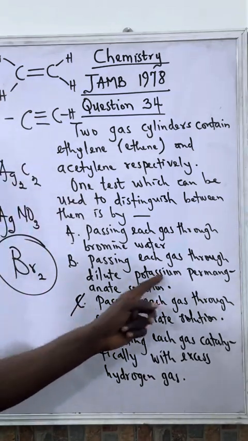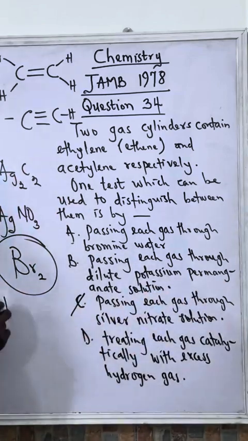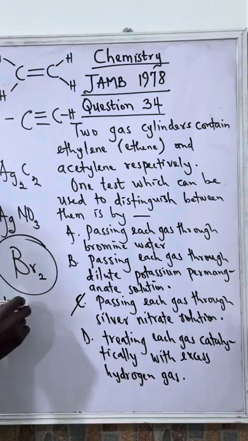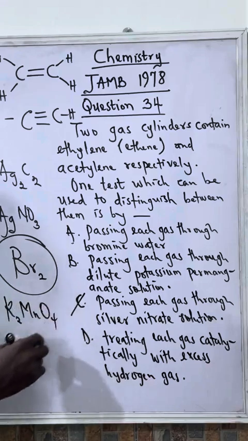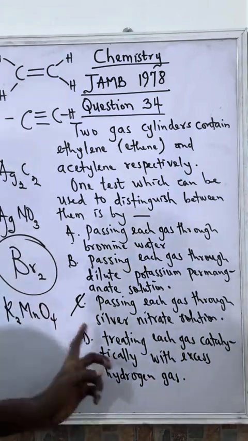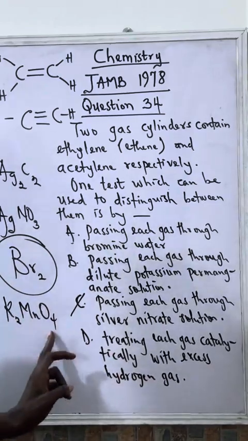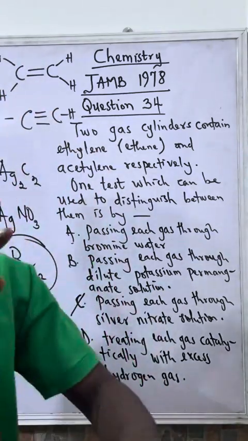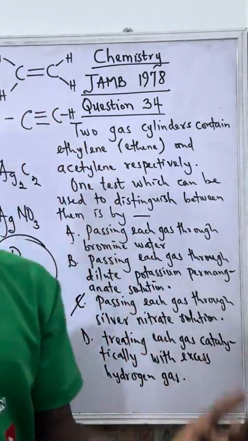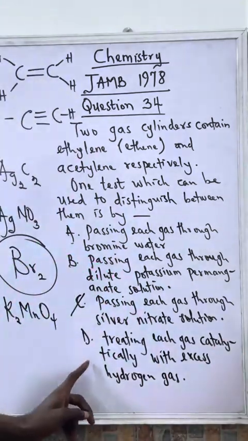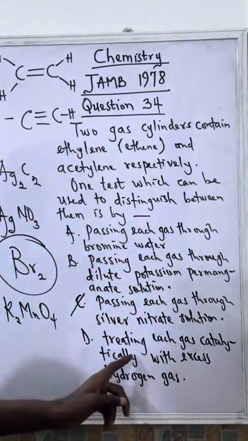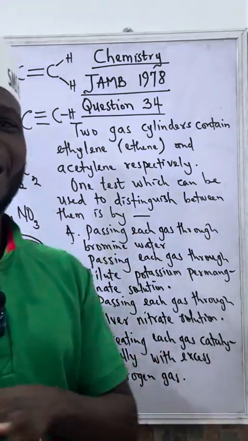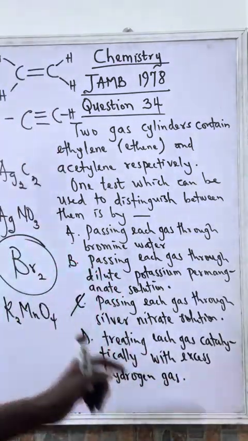Similarly, dilute potassium permanganate, that is KMnO4. If this one is also used, the solution becomes colorless, and this will also not distinguish between them. This only shows unsaturation. Then treating this catalytically with hydrogen gas does not have any distinguishing effect. So it means the correct answer is option C.